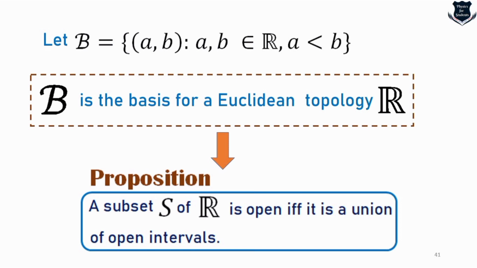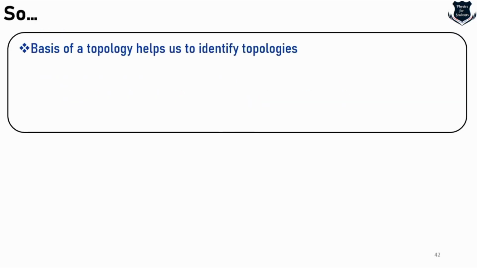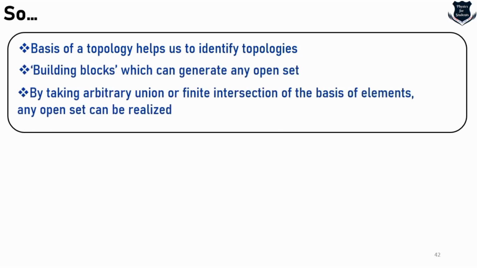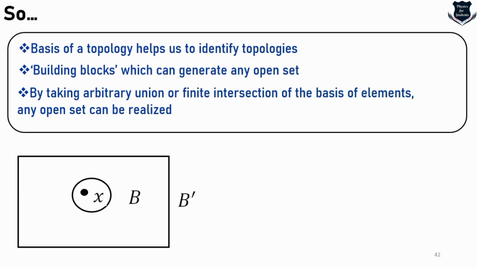So we can call it a building block which can generate any open set. If we take any arbitrary union or finite intersection of the basis elements, any open set can be realized. So that is why this is another example which shows that the basis of a topology helps us to identify topologies. It is the building block which can generate any open set, and taking arbitrary unions we can realize any open set. Now this is an example which I would like to show you.